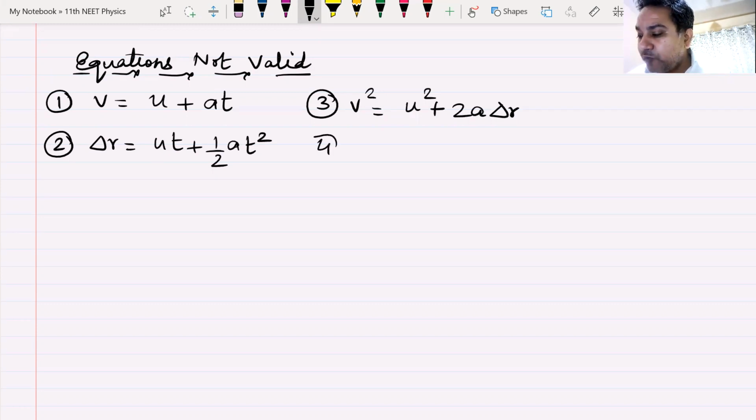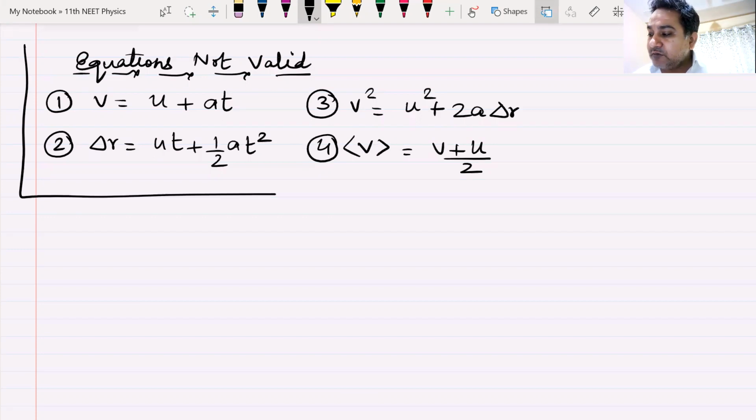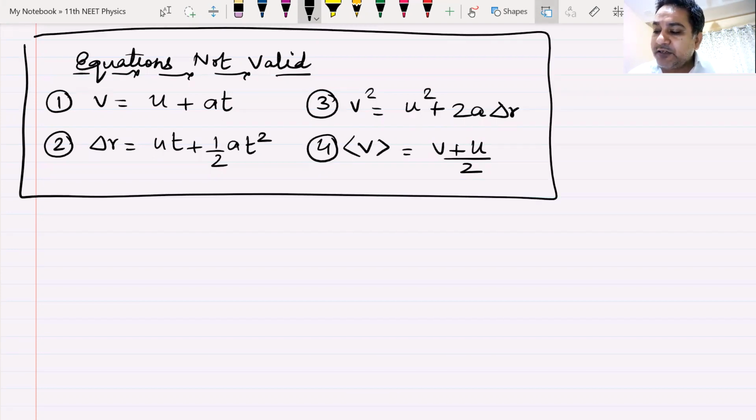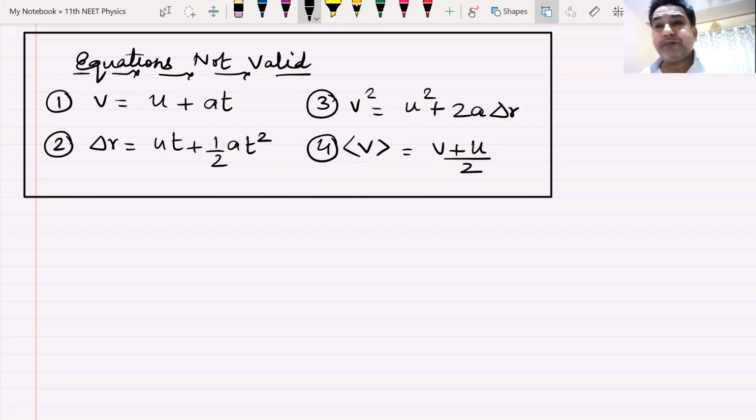Equation number 4, which is not valid. That is my favorite equation. V average is equal to v plus u divided by 2. These are the 4 equations which we had dealt in the previous classes, done so many questions with these 4 equations, but now, as fate would have it, these equations are no longer valid.